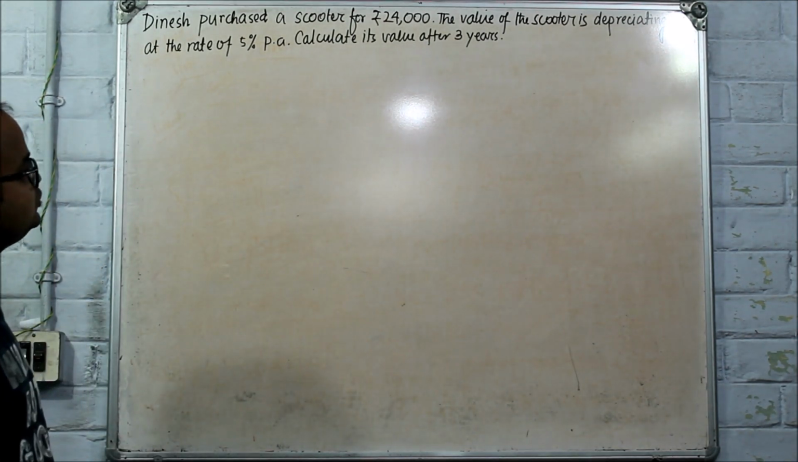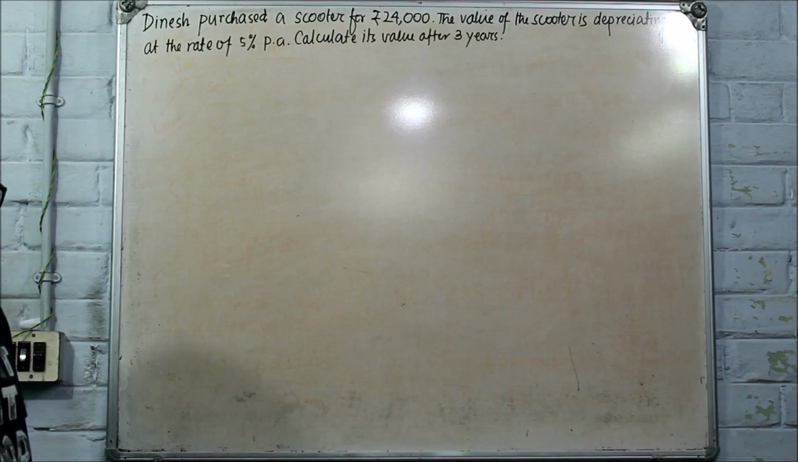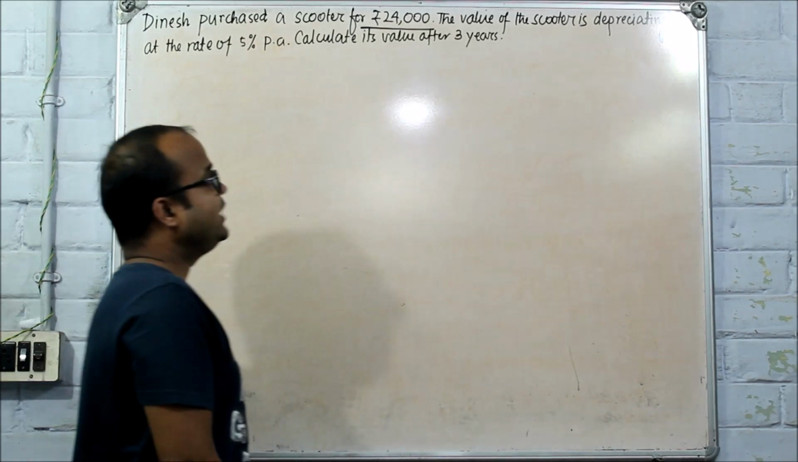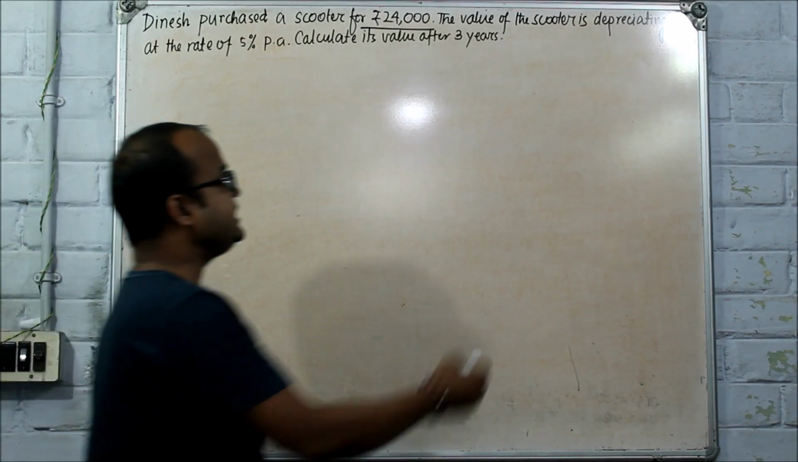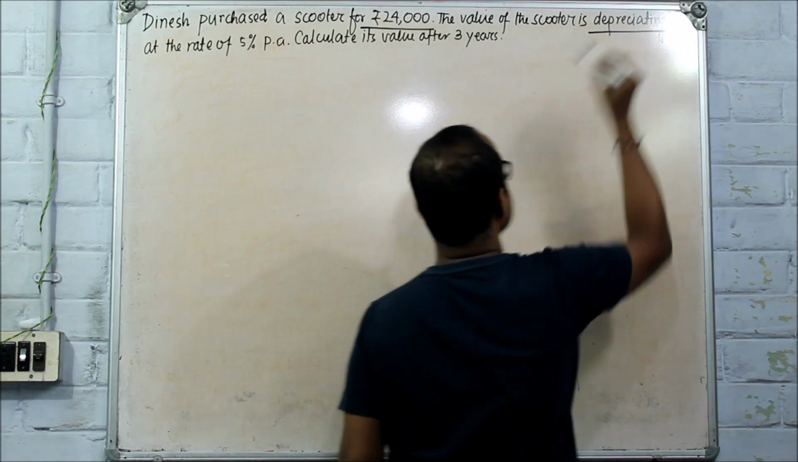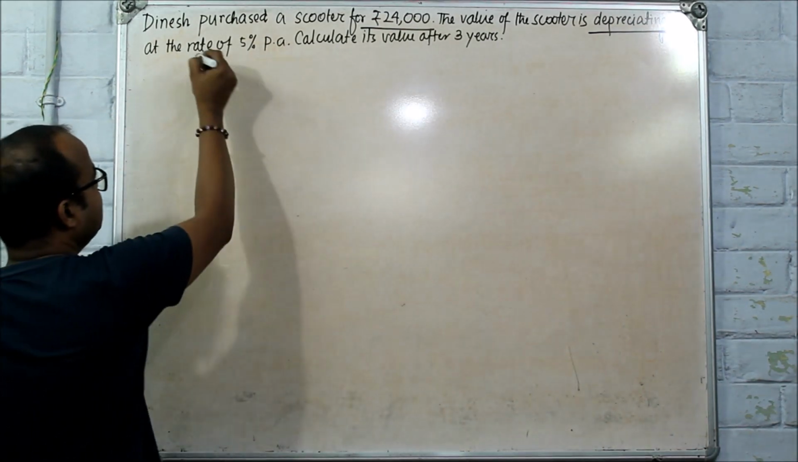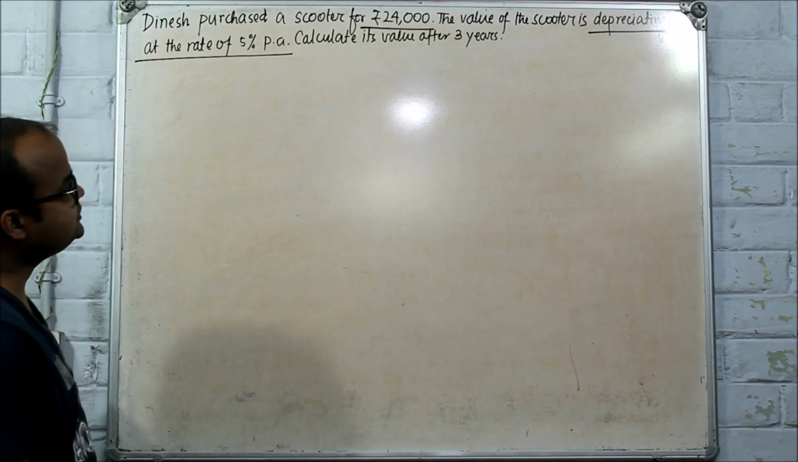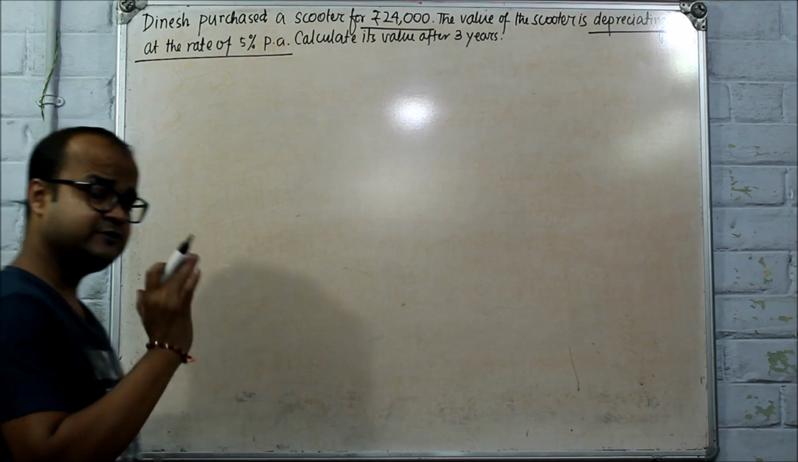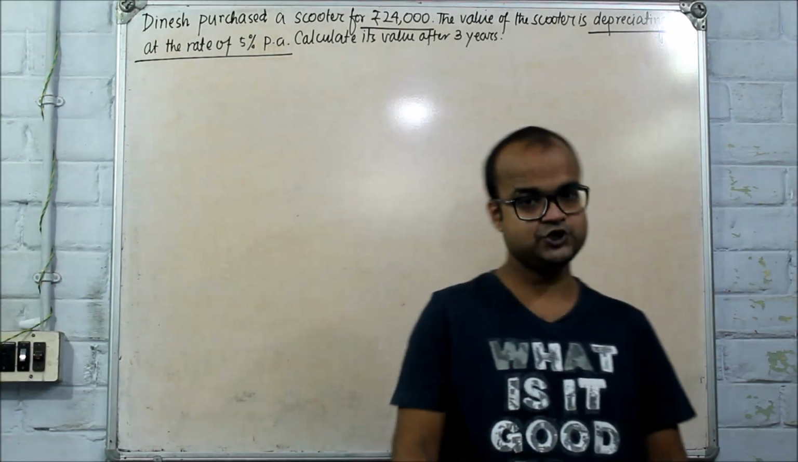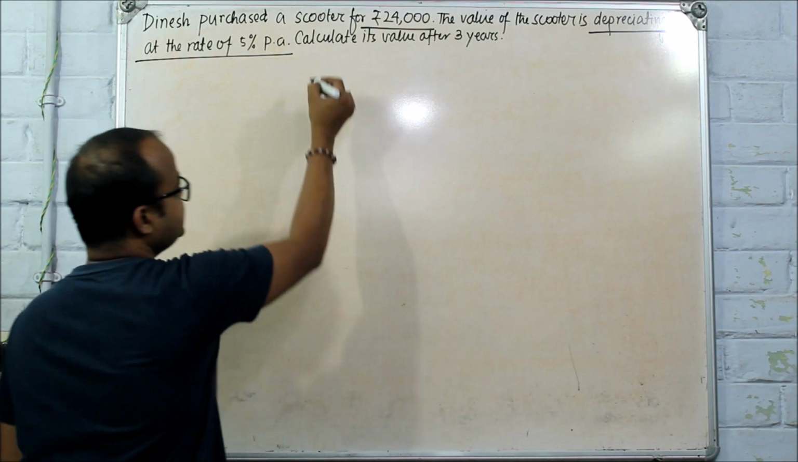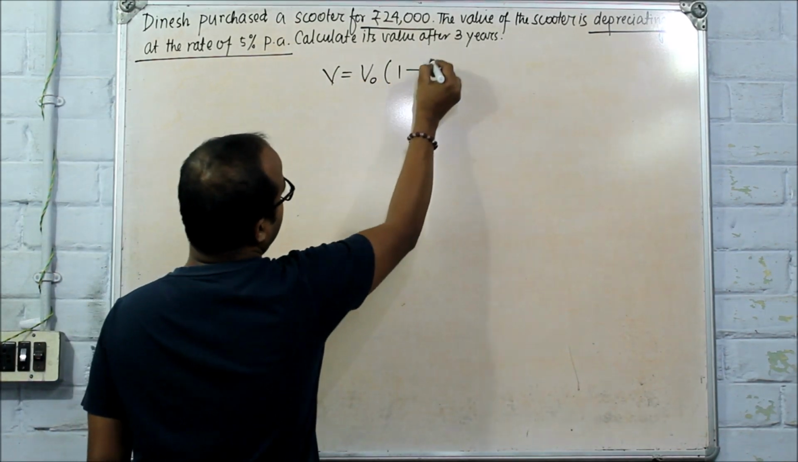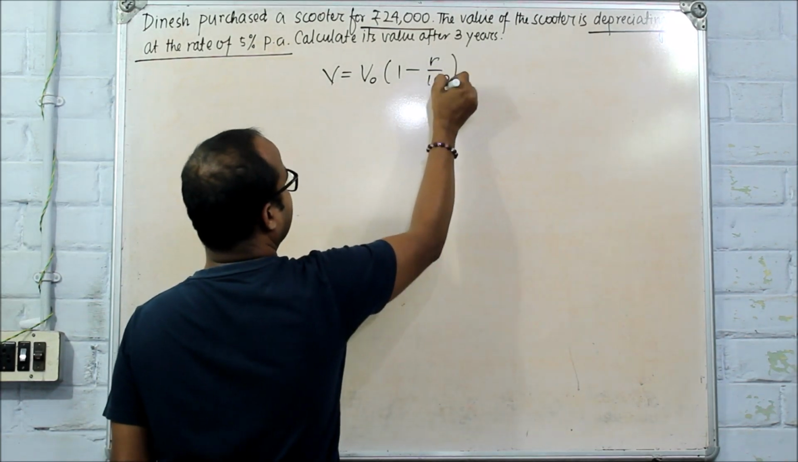Let us discuss this problem. Dinesh purchased a scooter for rupees 24,000. The value of the scooter is depreciating, decreasing, at the rate of 5% per annum. Calculate its value after 3 years. So this is the case of depreciation. What is the formula for depreciation? V is equal to V0 (1 minus R by 100) to the power n.